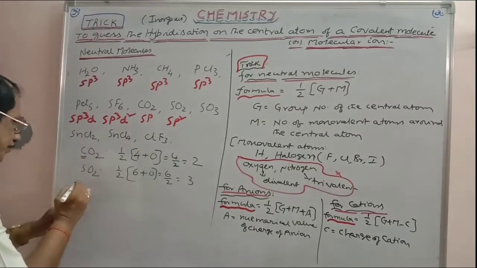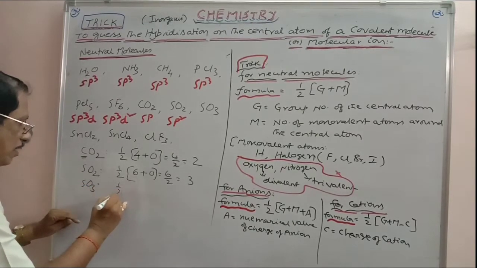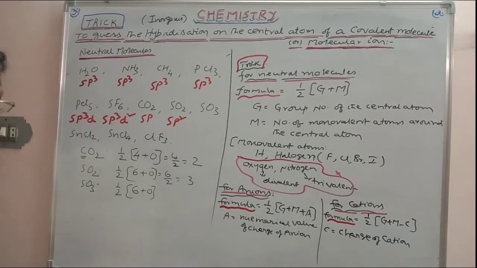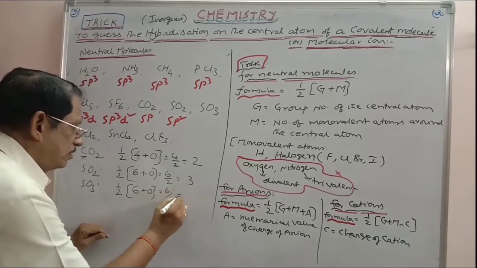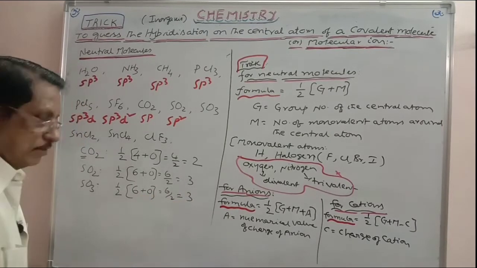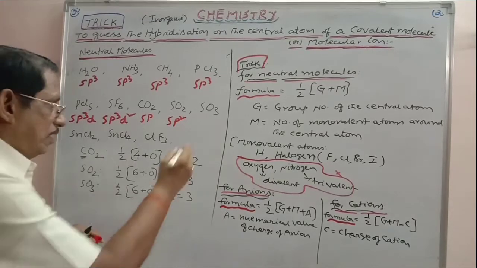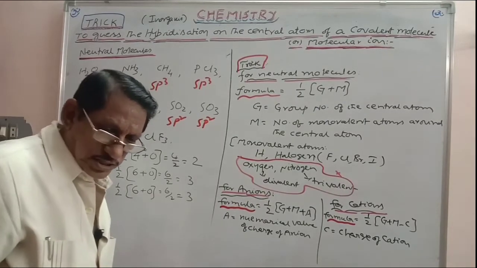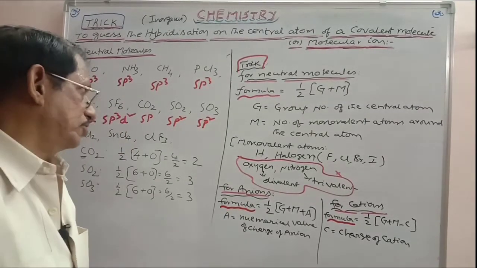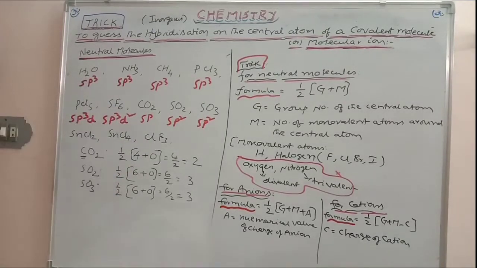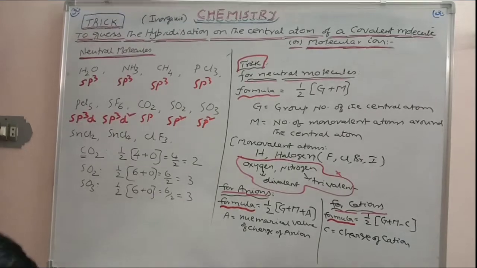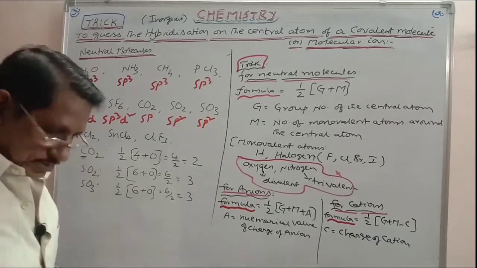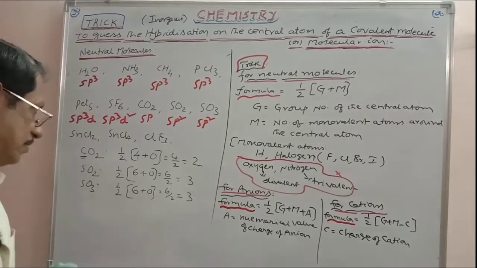Similarly, you can take SO3. Once again, SO3, half into G plus M. G is 6. Monovalent atoms is equal to 0. See, this is once again 6 by 2, that is equal to 3. 3 means, what is the hybridization? sp2 once again. And in the case of SO2 as well as SO3, the central atom, namely sulfur, is undergoing the same type of hybridization, that is sp2 hybridization, right? Next, you have to take SnCl2, SnCl4, ICl3, like these molecules you can take here.